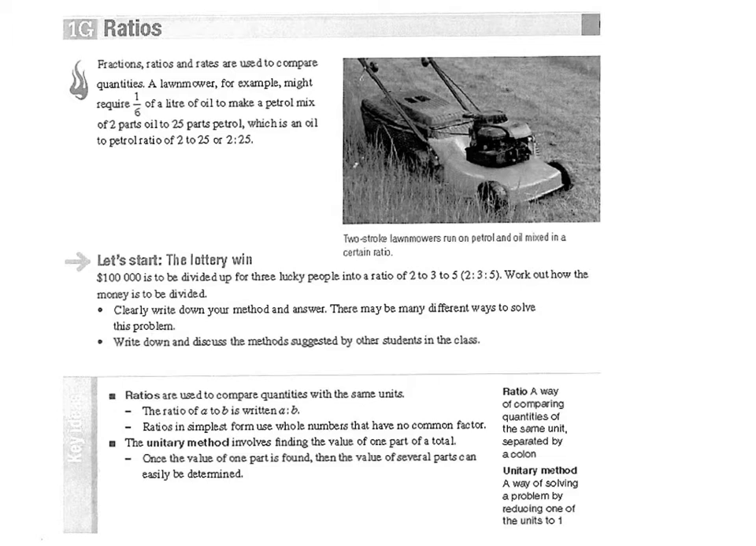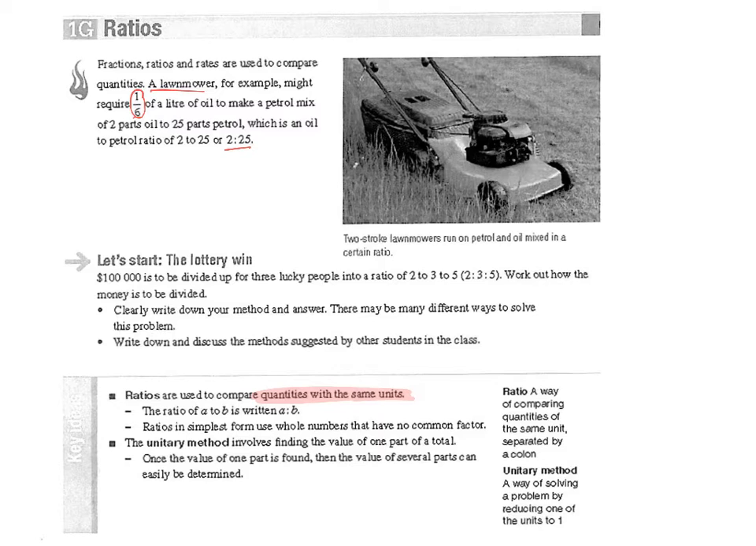When we're talking about fractions, ratios and rates, we're comparing quantities. The example up here is that a lawnmower might require 1/6 of a litre of oil to make a petrol mix of 2 parts oil to 25 parts petrol, which is an oil to petrol ratio of 2 to 25. We've got a fraction happening, and we've got ratios happening. Ratios are used to compare quantities with the same units, and that's very important.